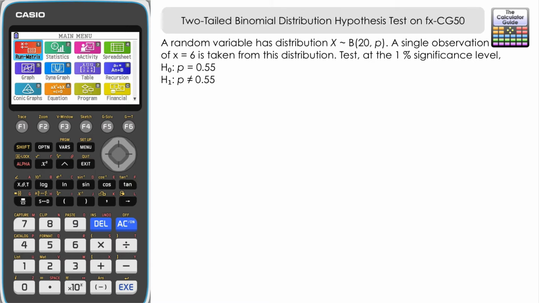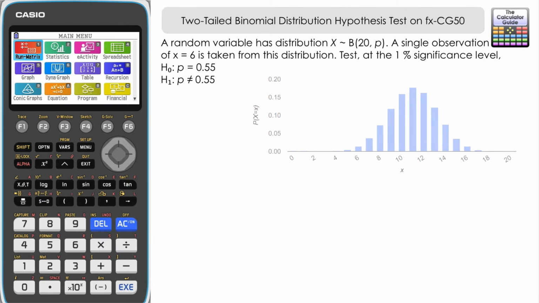And this is the reason why we have a two-tailed test here rather than a one-tailed test. It doesn't say in the alternative hypothesis that p is greater than 0.55 or less than 0.55. We've got to consider both possibilities. So we want to consider both tails, both the upper and lower tail, and we've got to equally split the significance level between them. If we've got a 1% significance level in total, we're going to have 0.5% in the lower tail and 0.5% in the upper tail. That's quite important. We've got to test both upper and lower tails in this instance.